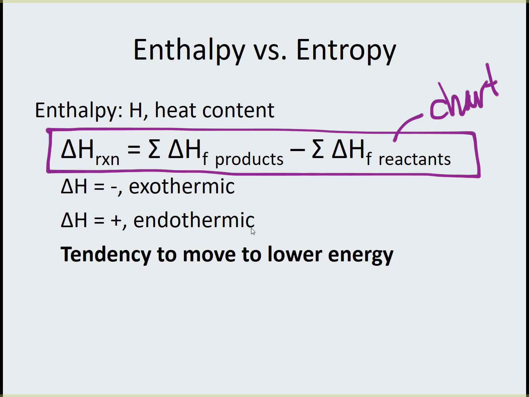A second way that you can calculate enthalpy is through using the Q equals mc delta T formula. And if the Q ends up being negative, then you know it's exothermic. And if the Q of the reaction is positive, then it would be endothermic.